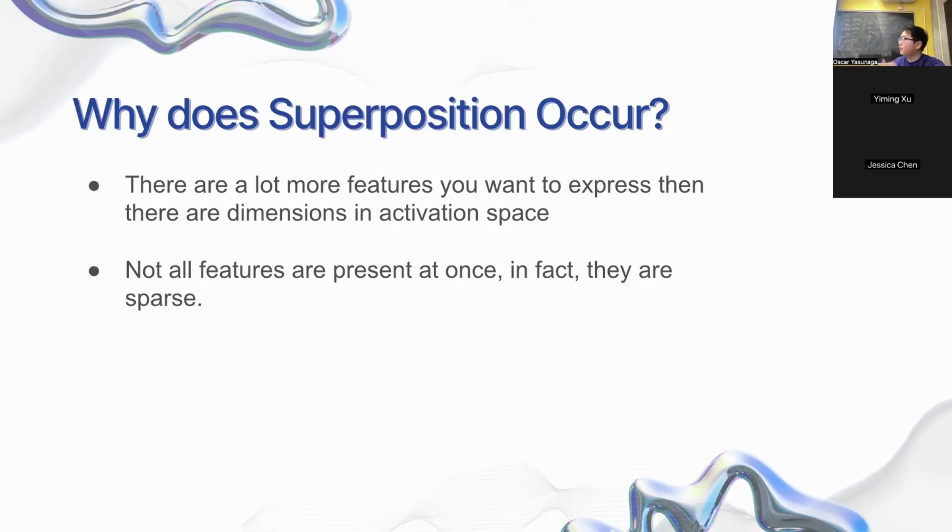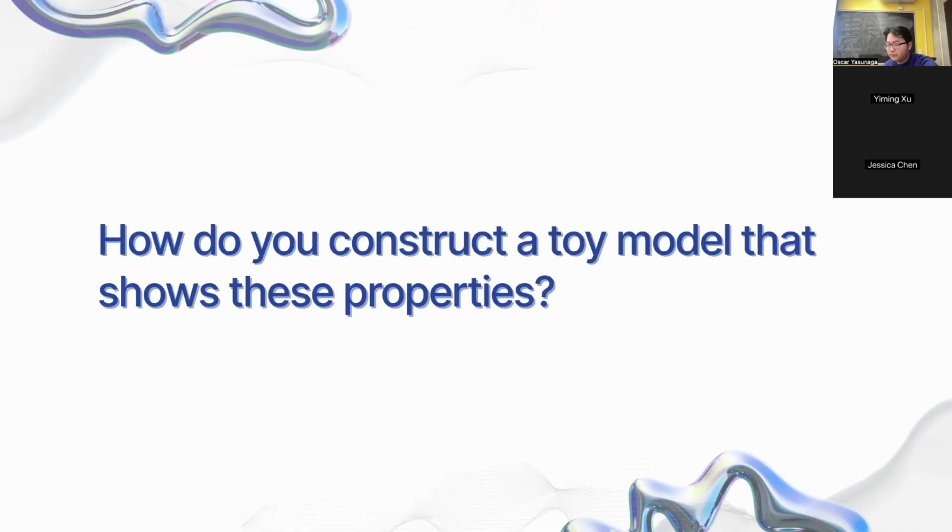So again, A, the features are sparse, and then B, there are just a lot more features that you want to express in your hidden space, activation space, low dimensional space. And as a result of these two facts, superposition occurs, right? So with this in mind, how do you construct a toy model?